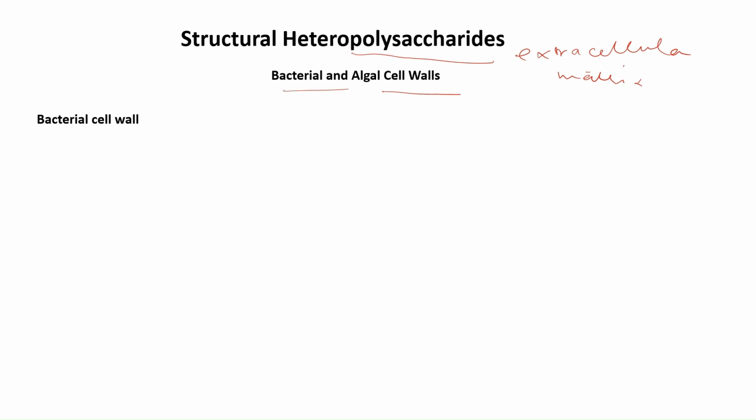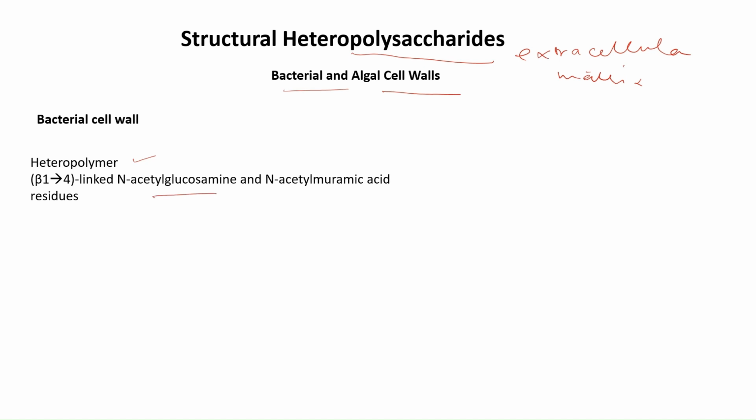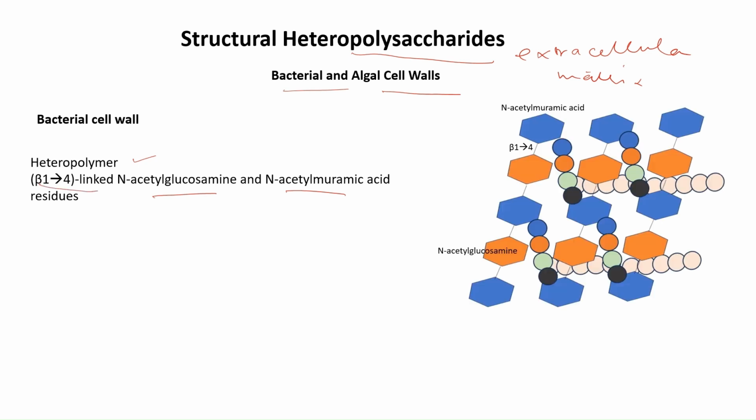Now for the bacterial cell wall. Bacterial cell wall is a heteropolymer of N-acetylglucosamine and N-acetylmuramic acid which are linked by beta-1,4 glycosidic bond. This is how the structure looks like. One molecule of N-acetylmuramic acid is linked with another molecule of N-acetylglucosamine. The blue one is N-acetylmuramic acid molecule. The orange one is N-acetylglucosamine molecule. So alternatively, these are present. And one molecule of N-acetylglucosamine is linked with the next molecule of N-acetylmuramic acid through beta-1,4 glycosidic bond.